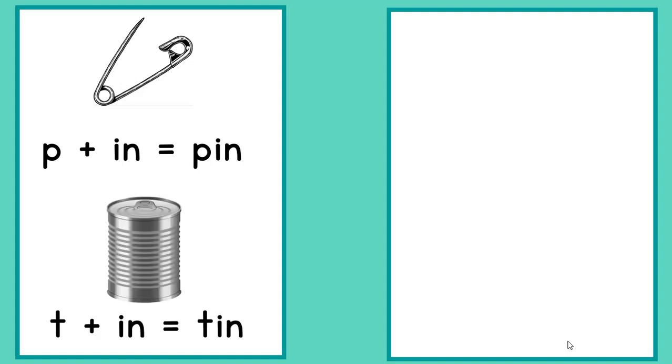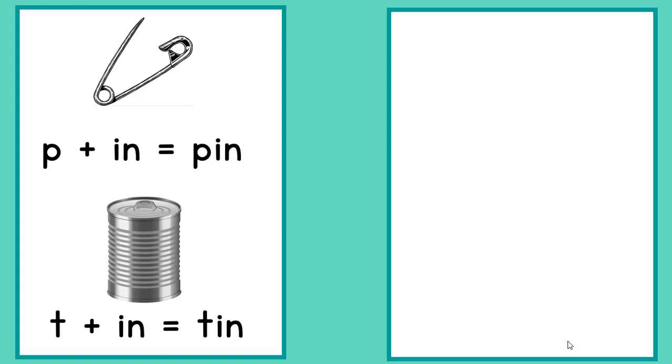T, in, tin. Good job. One more time, P, in, pin. T, in, tin. You read two words of them. One, two, three. Very good. And next one. One more time. Good job.